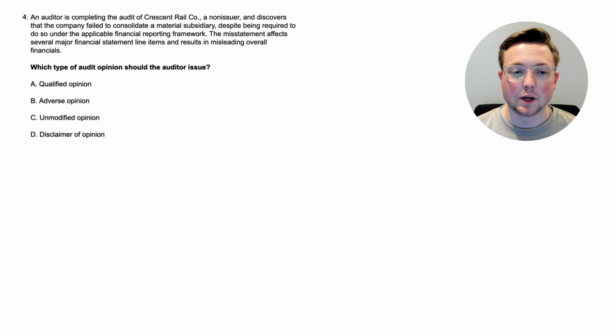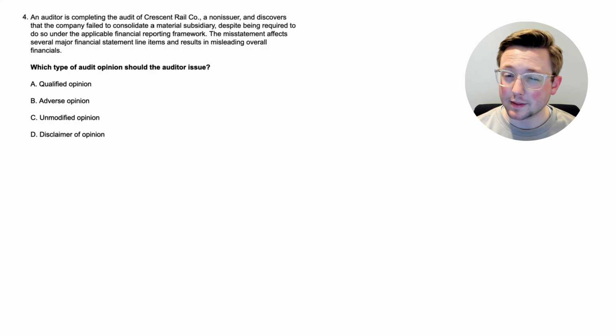All right, here we are at question 4. Which type of audit opinion should the auditor issue? Let's go up to the top. An auditor is completing the audit of Crescent Rail Co., a non-issuer, and discovers that the company failed to consolidate a material subsidiary despite being required to do so under the applicable financial reporting framework. The misstatement affects several major financial statement line items and results in misleading overall financials. So again, which type of audit opinion should the auditor issue?